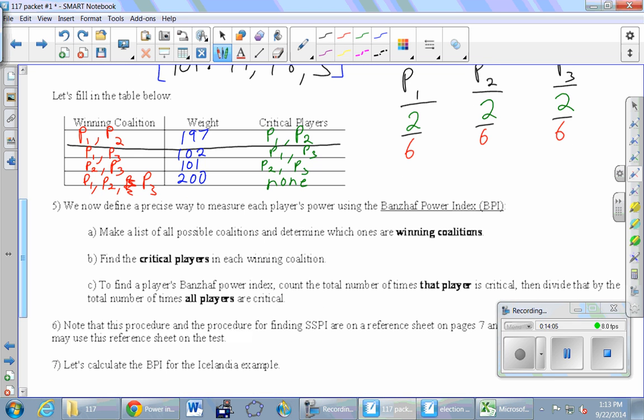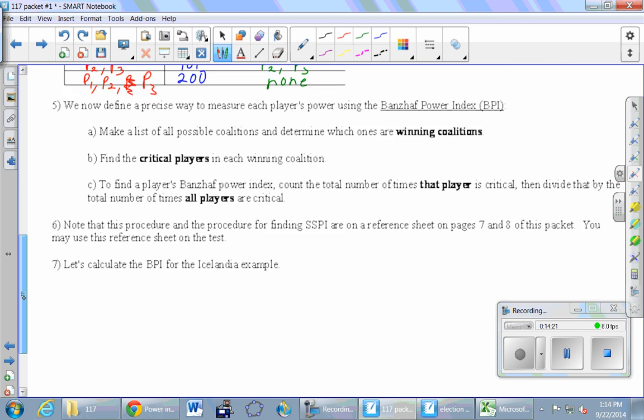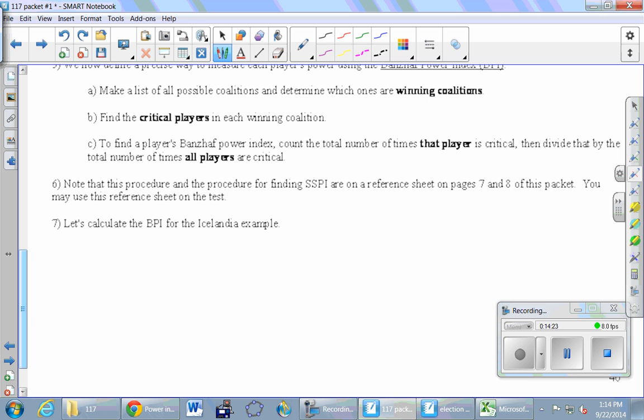Okay, so the process we just detailed is written out here in number 5. We're not going to read it, but part C is the last piece of this puzzle, is that you count the total number of times each player is critical, and then you divide by, as Zeke says, the total number of times anybody was critical. Okay, who's our reader now? 6, Megan?